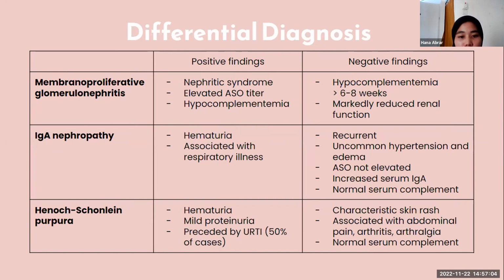IgA nephropathy, positive findings, hematuria, and associated with respiratory illness. But negative findings, it is a recurrent illness and uncommon hypertension and edema. ASO also not elevated, increased serum IgA and normal serum complement. Henoch-Schönlein purpura, positive findings, hematuria, mild proteinuria, preceded by URTI in 50% of cases. But negative finding, there is characteristic skin rash and associated with abdominal pain, arthritis, arthralgia, and normal serum complement.